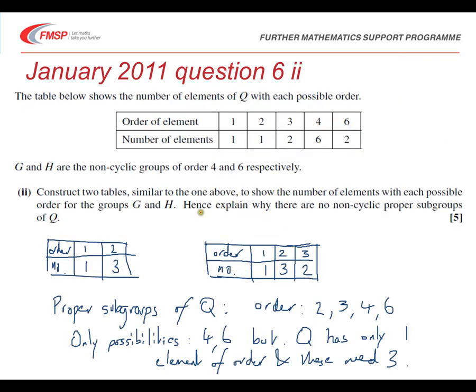In the second part of the question, there's a method mark which is evidenced by getting the top line of the tables correct. If you'd put a 4 and a 0 or a 3 and a 4 and a 0, that would still be correct. You wouldn't lose marks for that. It's just not necessary. And then an accuracy mark for each of these. And then 2 marks here, 1 for clearly identifying that the proper subgroups of Q must have order 2, 3, 4 or 6. That's Lagrange's theorem. And then finally a statement mark there for a correct answer.